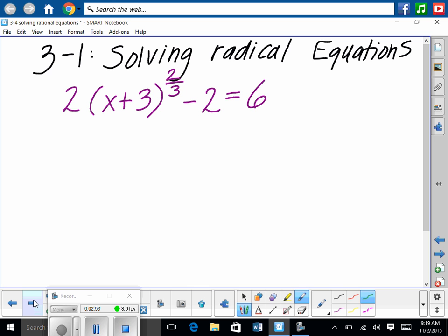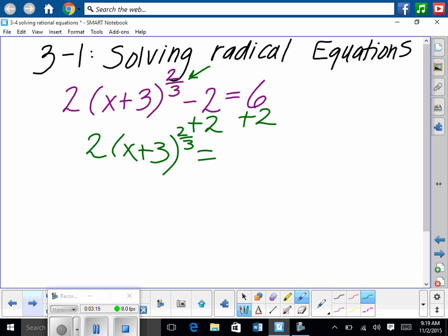So let's go through it. It says solve 3-1. We learned how to solve a radical equation. Everybody look at this. It is a radical equation. That 2/3 power is a radical in rational exponent form. So we know to solve radicals, we have to isolate the radical. So what do I do first? Good. Add 2 to both sides of the equation, leaving me with 2 times x plus 3 raised to the 2/3 power is equal to what? 8.